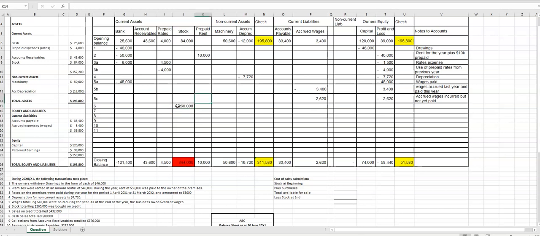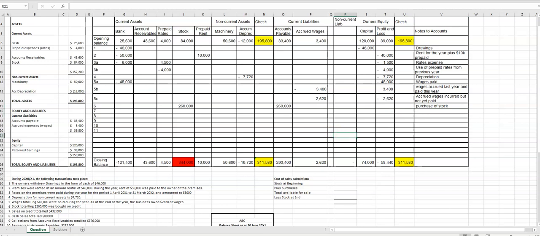And as we purchase this on credit, we also need to increase our accounts payable by the same amount, because we still owe the money, we're just going to pay for it later. And our notation would be purchase of stock. Transaction 7 is, let me just enter that there.